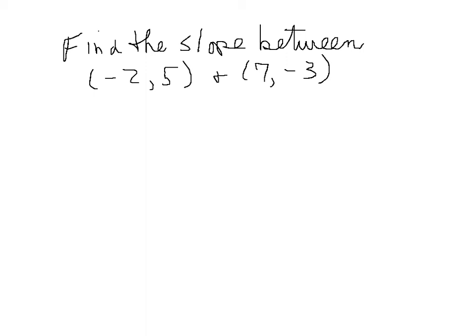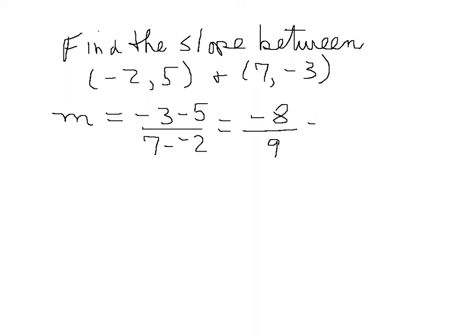So suppose we're just given any 2 points at all, minus 2, 5, and 7, minus 3, and we want the slope between them. I don't think I've mentioned this, but the slope is usually given by the letter m, and the slope between any 2 points is the change in y, minus 3 minus 5, over the change in x, which is 7 minus minus 2. And so what we get is minus 8 over 9, which we can write as minus 8/9.